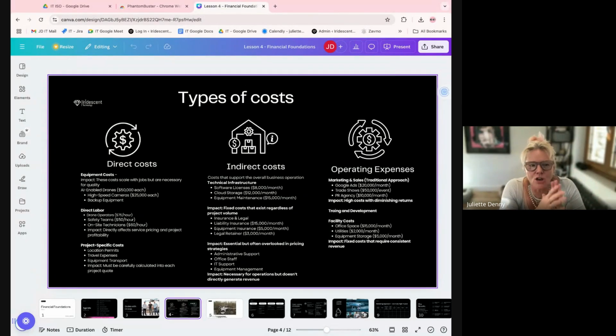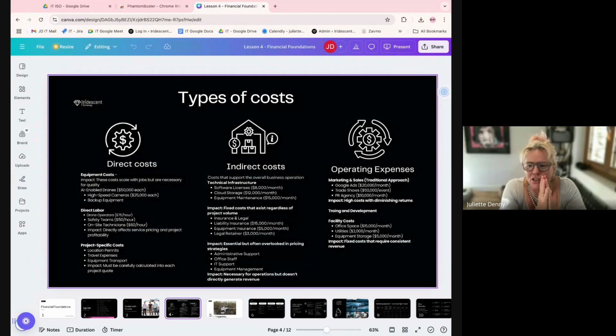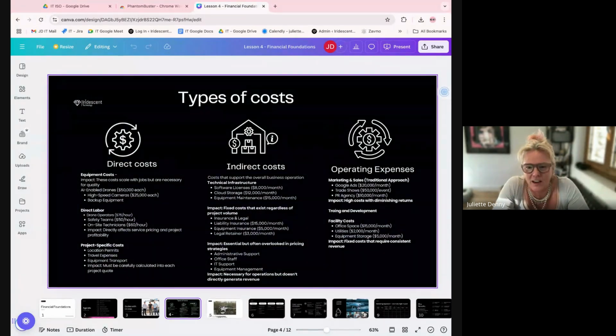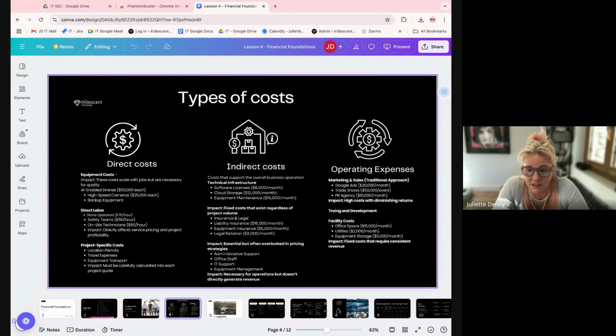Okay, so let's just go through the costs that the Dudes with Drones end up having to operate their business. Okay, so the first thing is they've got direct costs. These are direct costs that they can't operate the business without. Obviously, if your company is called Dudes with Drones, you're expected to have some drones.